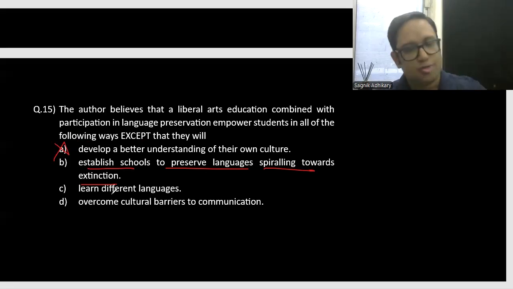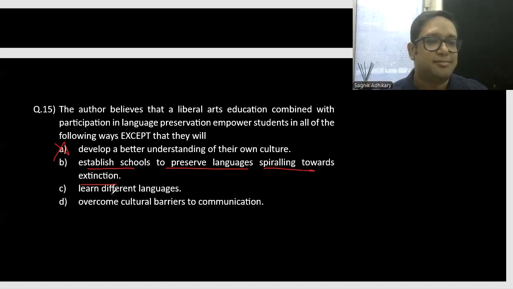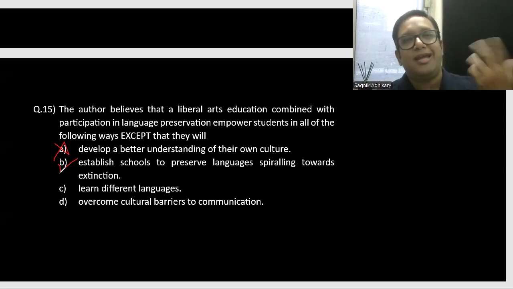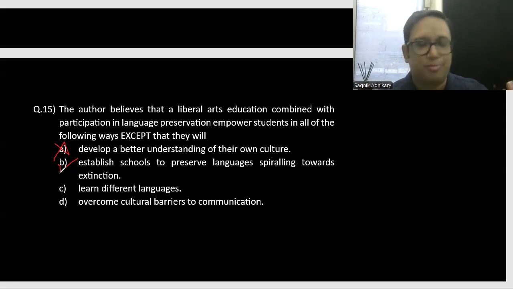Schools are also mentioned in the last paragraph, where the Navajo, the Inuit, etc., have set up schools where they educate students in their own language, and thus try to preserve their language. We see that such action is not something that is expected from students. Most students will not go to such lengths, so this is unlikely to be a way in which the students would be empowered.